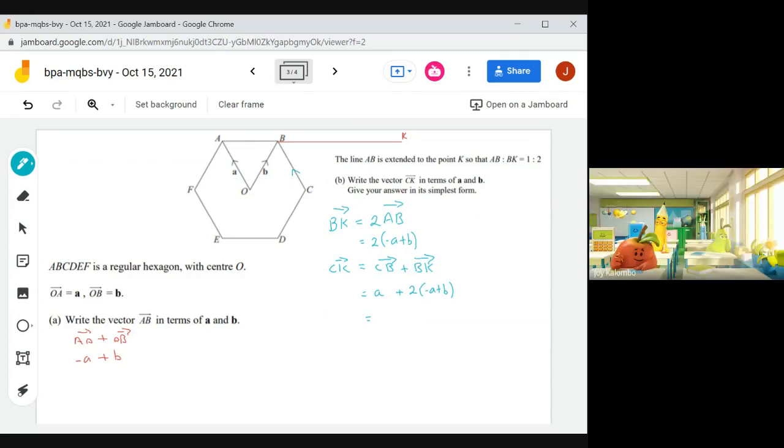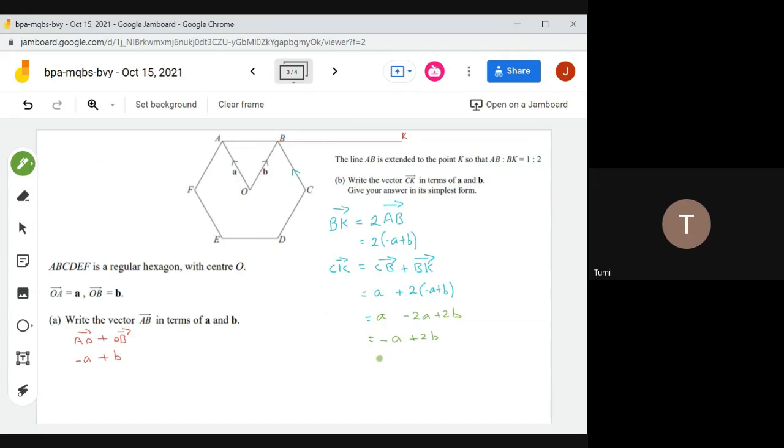Okay, so at this stage, there are no more tricks left. It's just expanding and simplifying. So we've got A. 2 times minus A is minus 2A. 2 times B is plus 2B. 1A minus 2A is minus A, and then plus 2B. All good? Oh yeah, I forgot about the 2B.